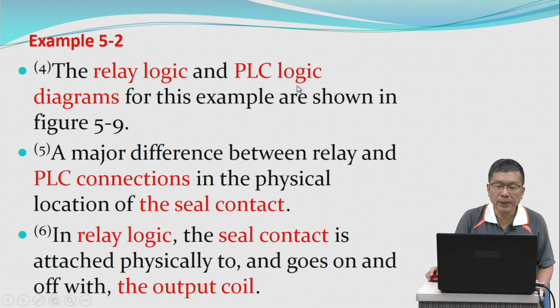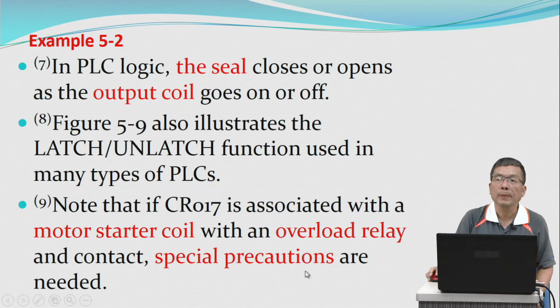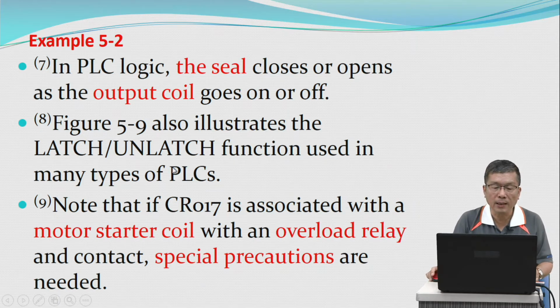The relay logic and the PLC logic diagrams for this example are shown in figure 5.9. A major difference between relay and PLC connections is the physical location of the seal contact. In relay logic, the seal contact is attached physically to, and goes on and off with, the output coil. In PLC logic, the seal closes or opens as the output coil goes on or off. Figure 5.9 also illustrates the latch-unlatch function used in many types of PLC.